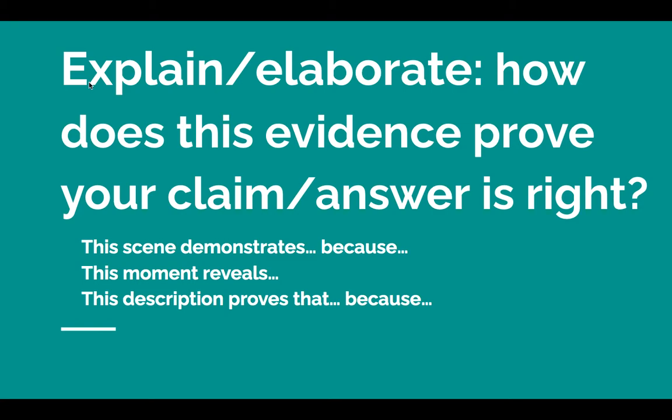Then the E of RACES is explain or elaborate. Answer the question, how does this evidence prove your claim or answer is correct? So you say something like, this scene where Felix is really dreading the idea of fighting Antonio demonstrates that he is having a character versus self conflict because he is sort of anguished, right? Mentally and emotionally, period. You could also use sentence starters like, this moment reveals, this description proves that blank because. So you'll have some sentence starters in this slides presentation, which I will put on Google Classroom.